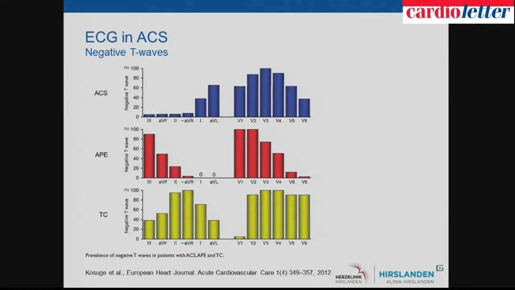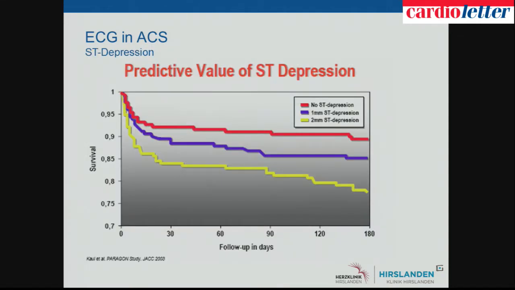Here you see in blue acute coronary syndromes, acute pulmonary embolism, and Takotsubo cardiomyopathy. As you see very nicely here, in ACS there are rather negative T waves in the anterior wall leads, whereas in acute pulmonary embolism it's the right precordial leads, and in Takotsubo cardiomyopathy it's more all over the heart. So these are distinct patterns depending on the clinical setting.